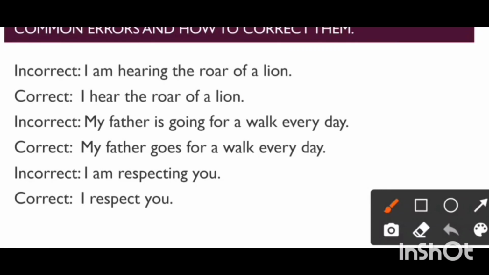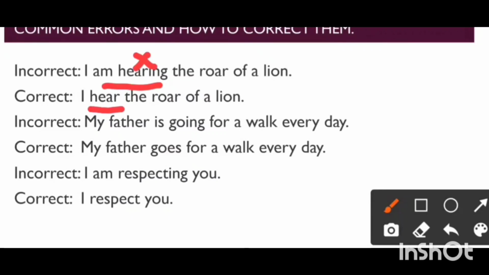I am hearing the roar of a lion. I am hearing. Is it correct or incorrect? Incorrect. Why? Because hear can't be used in continuous form. It can be used in present simple tense. So the correct answer is I hear the roar of a lion. Not I am hearing the roar of a lion.